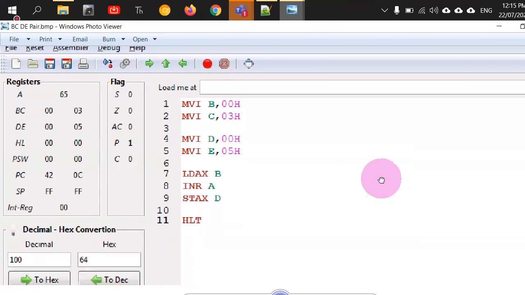Okay. So I could have done that through the HL register pair. Could somebody tell me how?